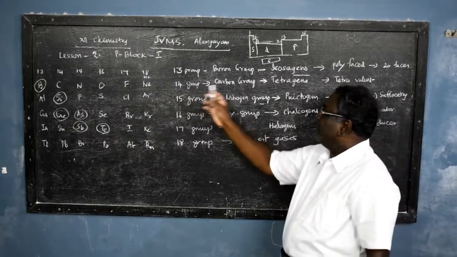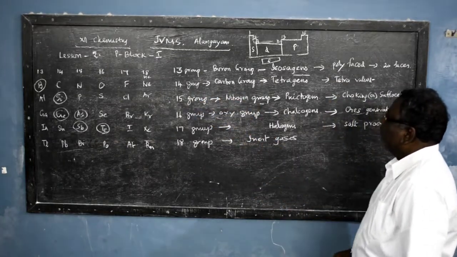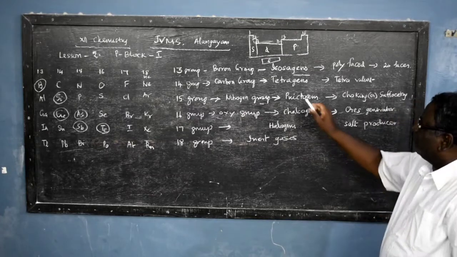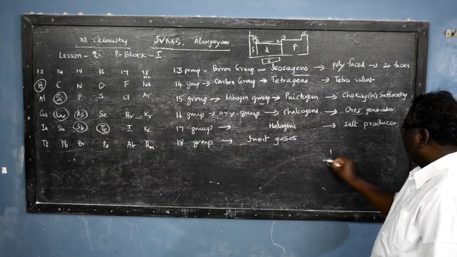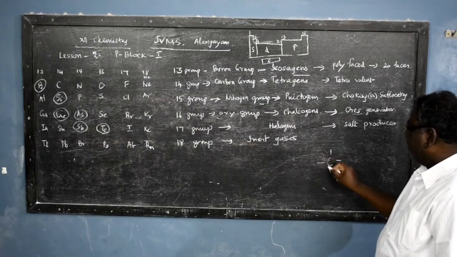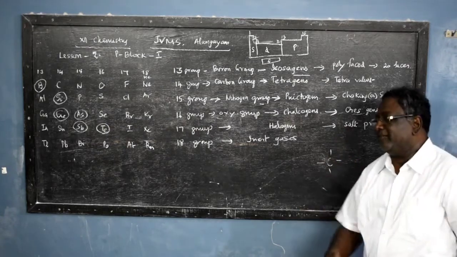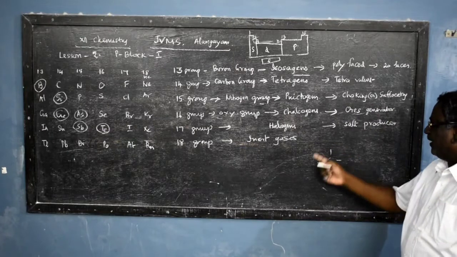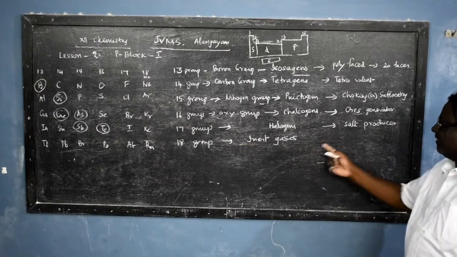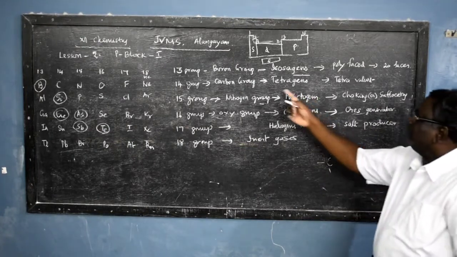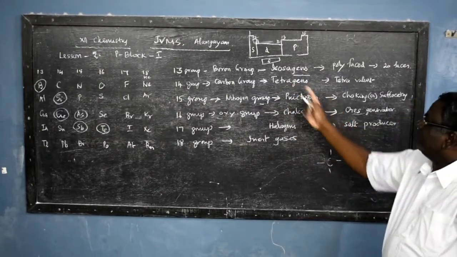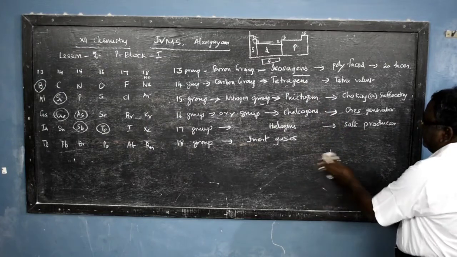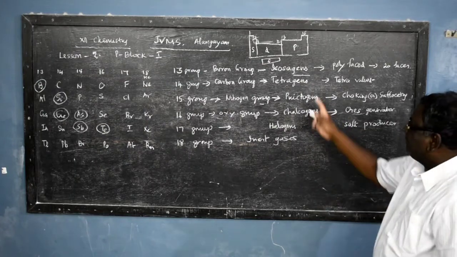The 14th group of elements are carbon group. So carbon group elements are called tetragens because always they form 4 covalent bonds. This we have already studied in detail in organic chemistry. They form 4 covalent bonds, they form the tetrahedral structures, therefore they are called tetravalency generators. Therefore they are called tetragens, right? That is the reason why it is being called as tetragens.